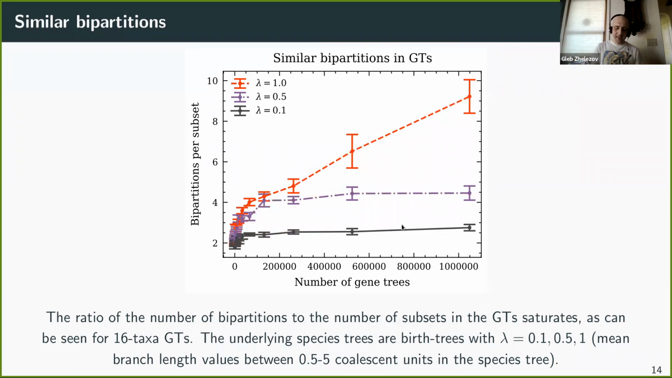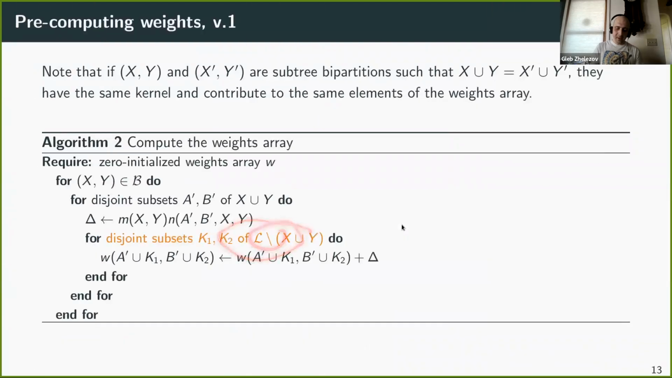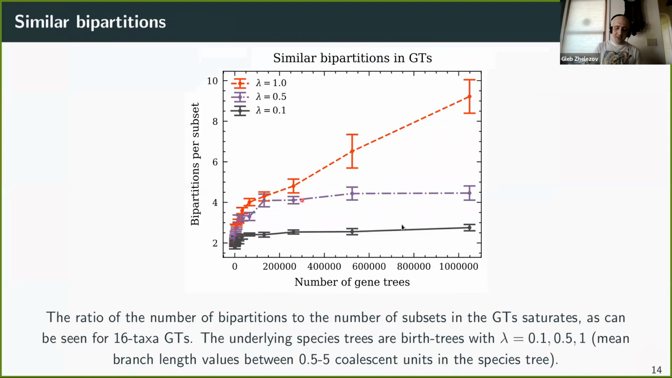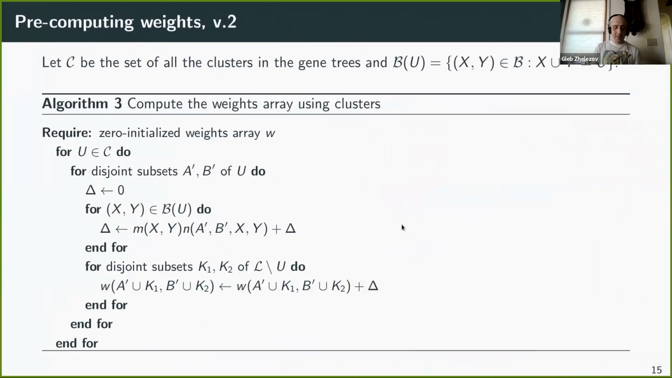So the idea is that by combining the calculations here, we can take advantage of this saturation and then say, okay, it's going to take me a lot of calculations to do the first 200,000 gene trees, but the rest are going to be pretty cheap. It's not really going to add much for me. And this is how you end up with this. This is the modified algorithm that you end up with.